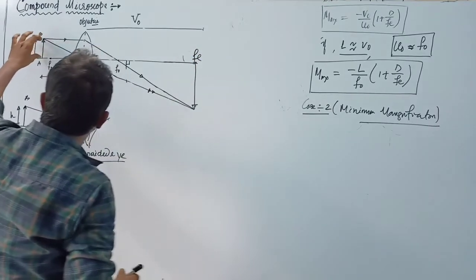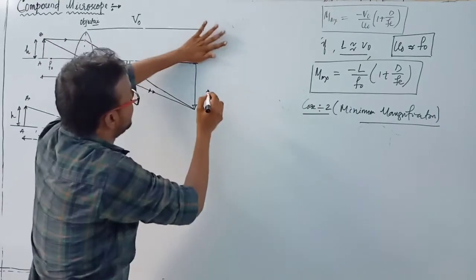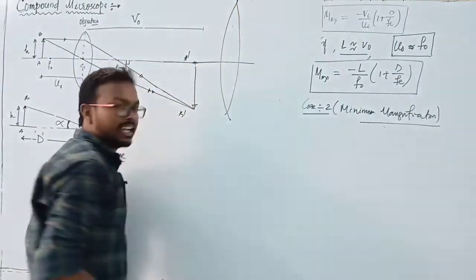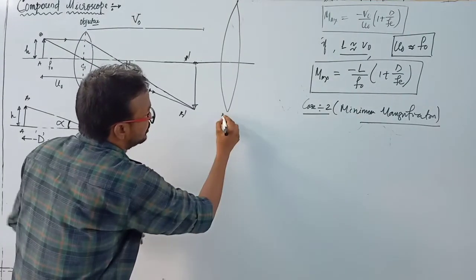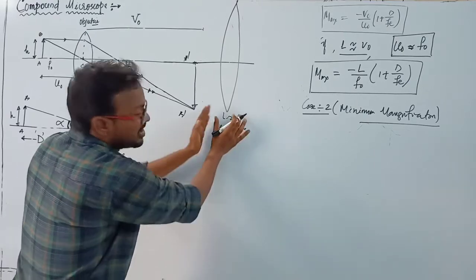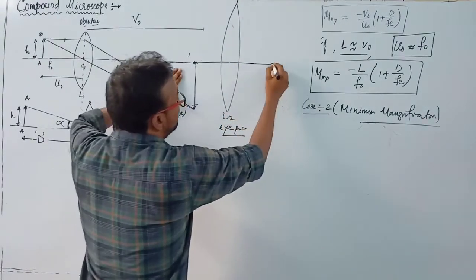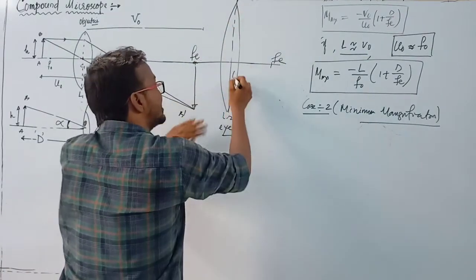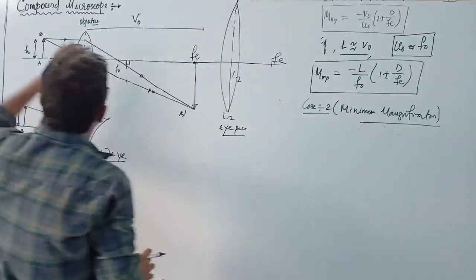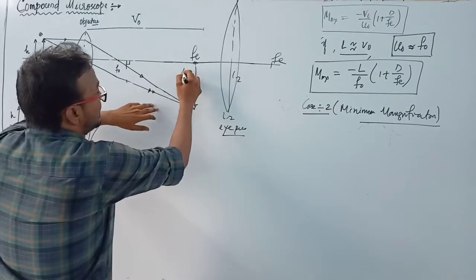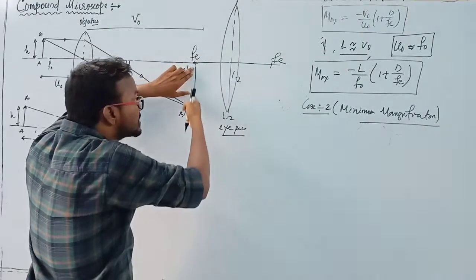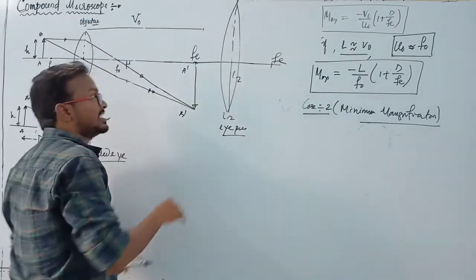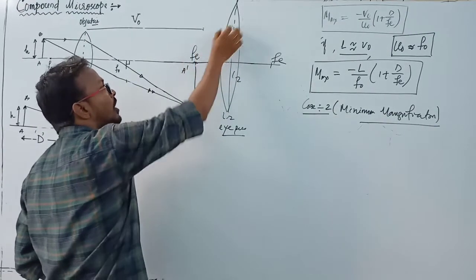That means the image of an object AB, which we can write as A dash B dash, and there is a lens known as the eyepiece. Now we have to adjust this lens L2, or eyepiece, in such a way that, suppose this is focal length FE and another focal length is here, the image formed by the objective lens, A dash B dash, lies on the focus point of lens L2. Clear? The image A dash B dash lies on the focus point of the second lens.